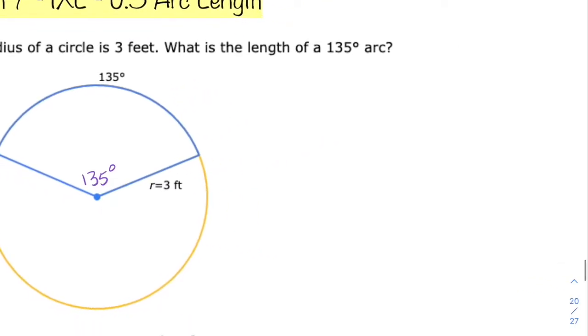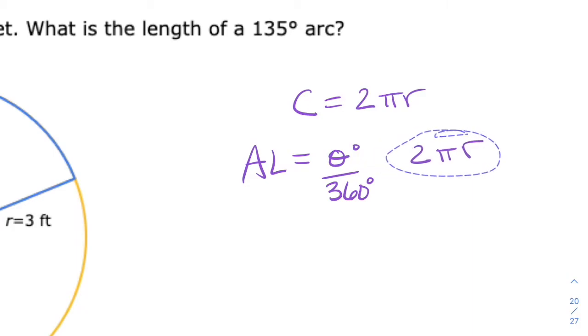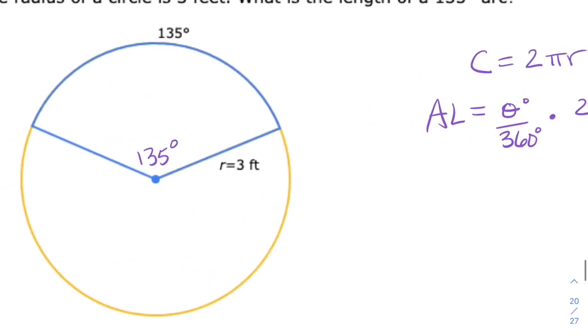So here's what we're going to do. The circumference formula, circumference is 2 pi r, okay? But the arc length formula is 2 pi r. It's the same thing as circumference, but we have to do something first. We have to multiply this by what's called theta over 360. So theta represents my angle, and 360 represents the total degrees in a circle.